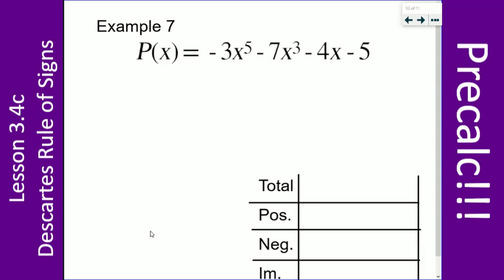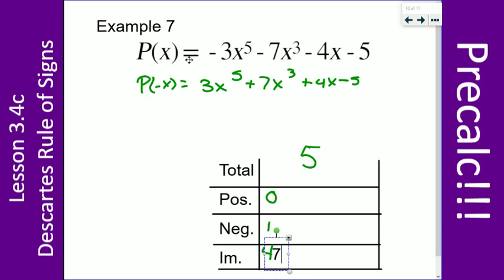Okay, let's take a look at one more, and then you can just go ham on your homework. Okay, so let's take a look at this one. Try it on your own, and I'll be right back. And we're back.